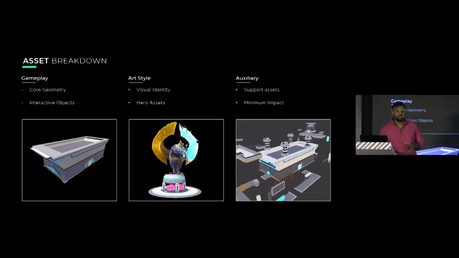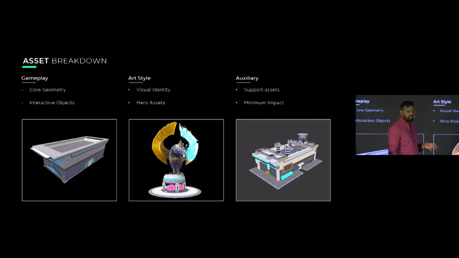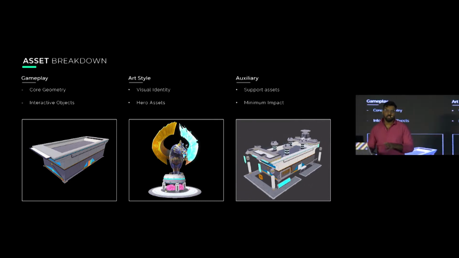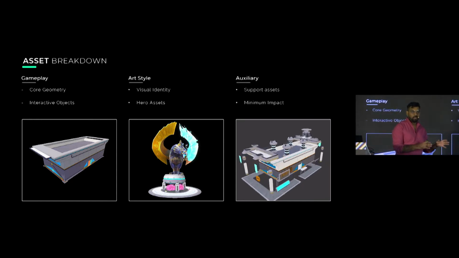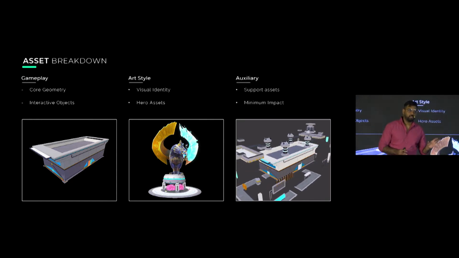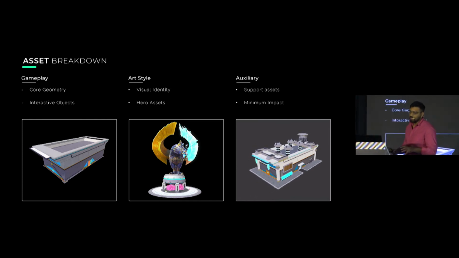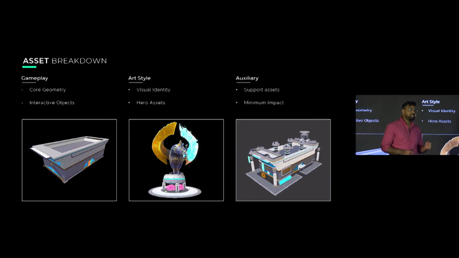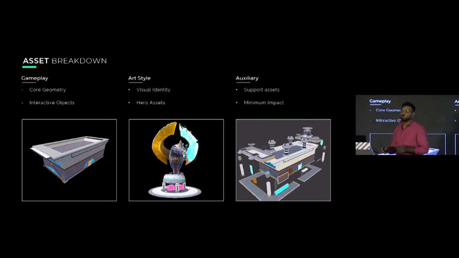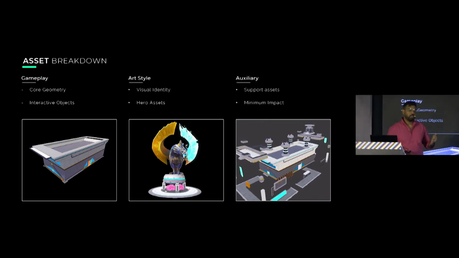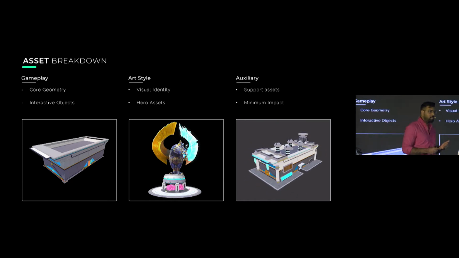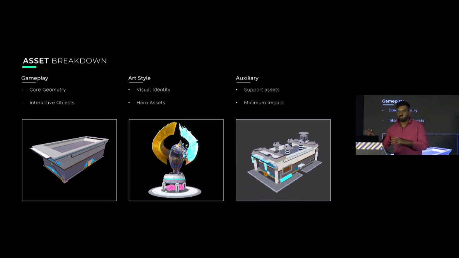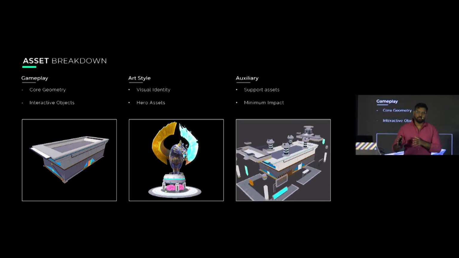There are some assets which are essential for the game, which need to be there inside the game without any other attachments. These are the assets which we call gameplay assets. These are the core assets which will always be there. Next set of assets are the art style defining assets. These are the assets which give your game the identity. So for Indus, we have Indo-futurism.